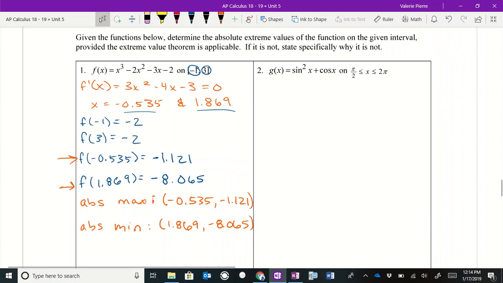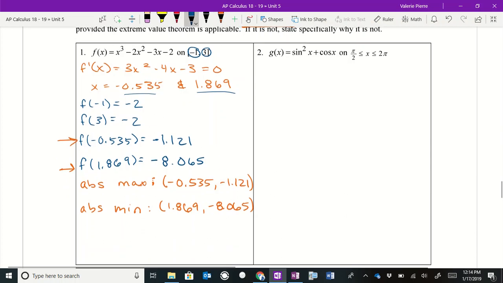All right. Since this problem is asking for the absolute extreme values, it's only asking for the y values. So our answers are our max occurs at y equals negative 1.121, and our min occurs at y equals negative 8.065.